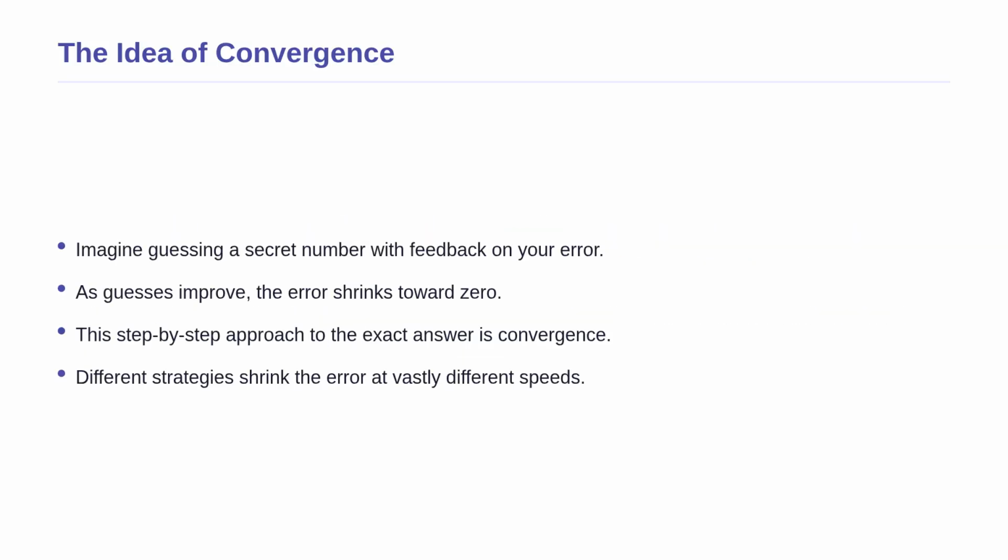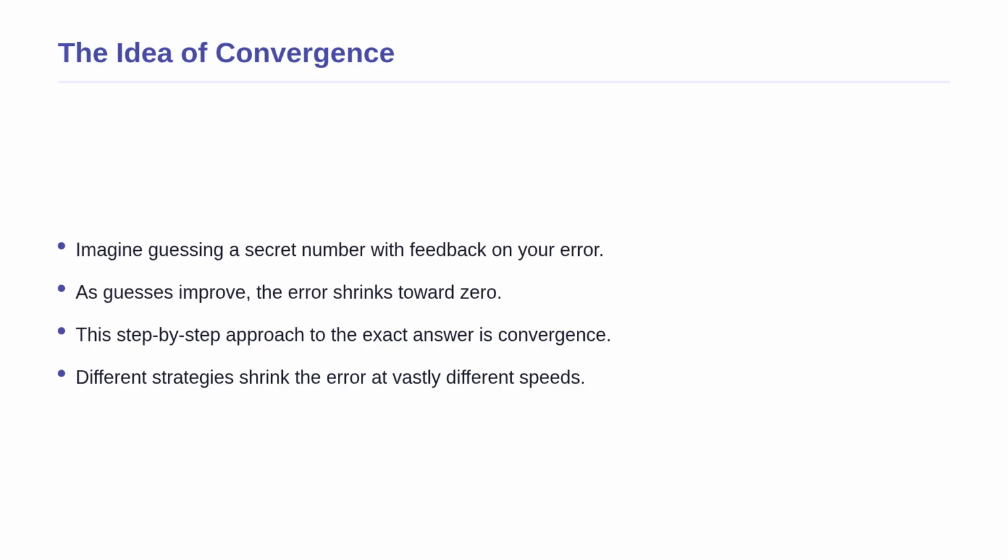Now that we know our topic, let us understand what convergence actually means. Imagine you are trying to guess a secret number between 1 and 100. Every time you guess, I tell you exactly how far off you are. That distance is your error. As you make more guesses, your error shrinks and you get closer to the truth. In numerical analysis, this process of approaching the exact answer step by step is called convergence.